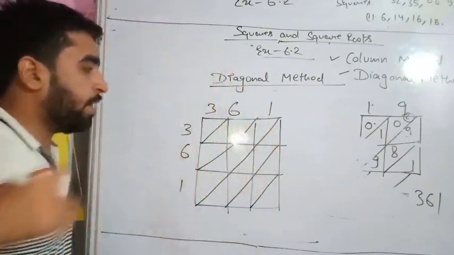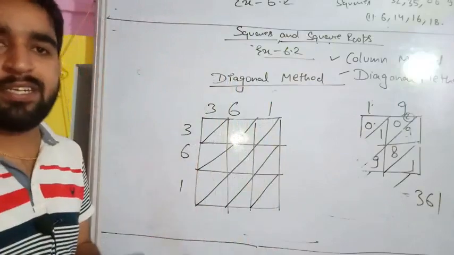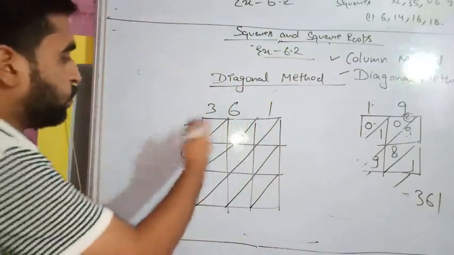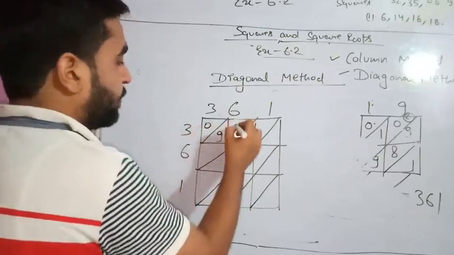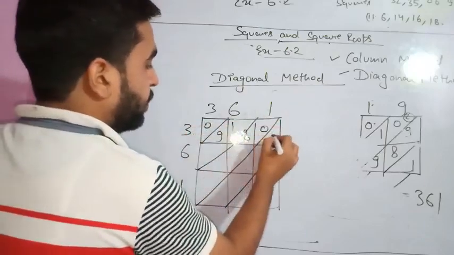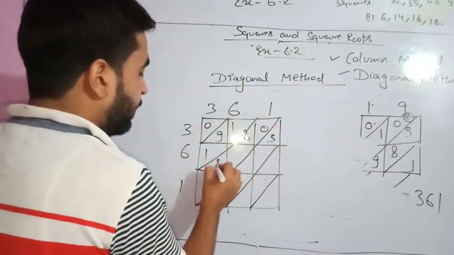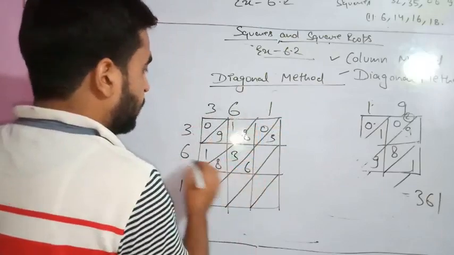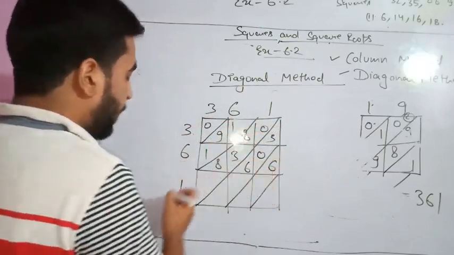We have made out the diagonals. Okay, let us calculate it. You will understand in a good manner. So 3 3s are 9, 0 9, 3 6s are 18, 3 1s are 3, 0 3, 6 3s are 18, 6 6s are 36, 6 1s are 6. So you will write 0 6.